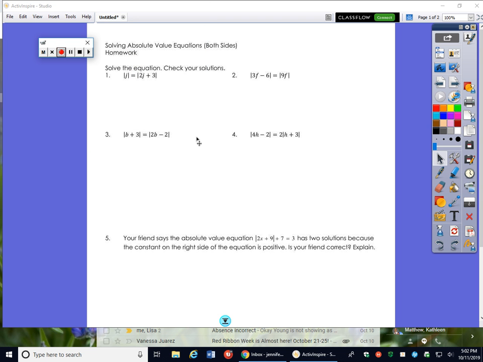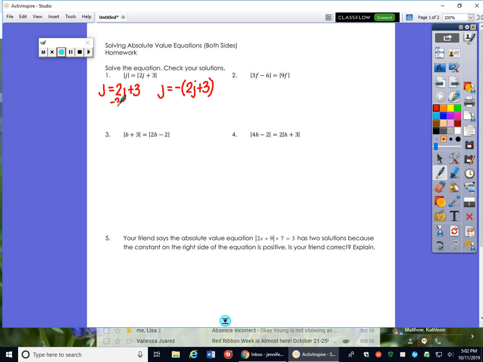Okay, so today we learned how to solve absolute value equations when you have an absolute value on both sides. So let's look at number one. You're going to take the left side of the equation and set it equal to the positive right side of the equation. And then you're also going to set it equal to negative, and you have to put whatever's inside the absolute value into parentheses. You have to put a negative because that negative is going to be distributed to both of the terms that are in there.